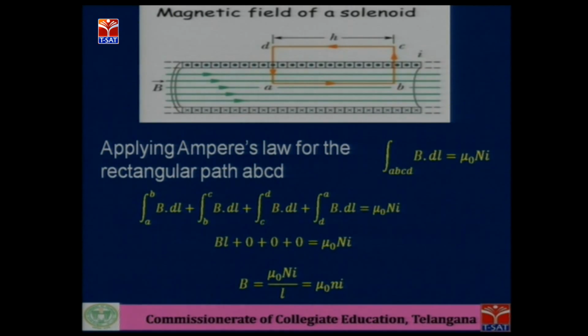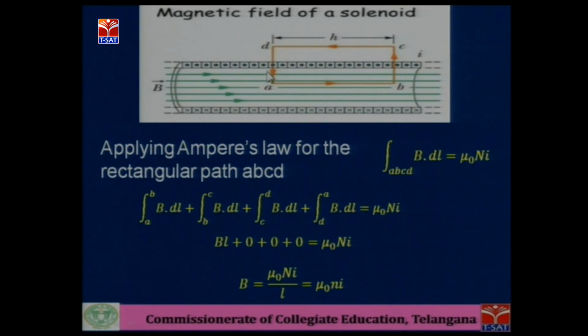Look at this picture carefully. This is the solenoid and magnetic lines of force are passing through the center. Our aim is to calculate the magnetic field at the center of the solenoid. I remind you once again, this solenoid is behaving like a bar magnet and the strength of the magnetic field inside the solenoid is almost the same. That means it is creating a uniform magnetic field at the center of the solenoid.